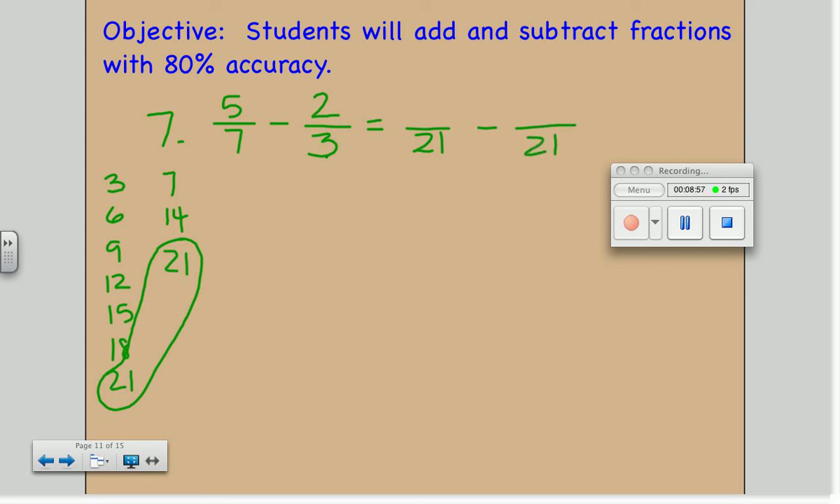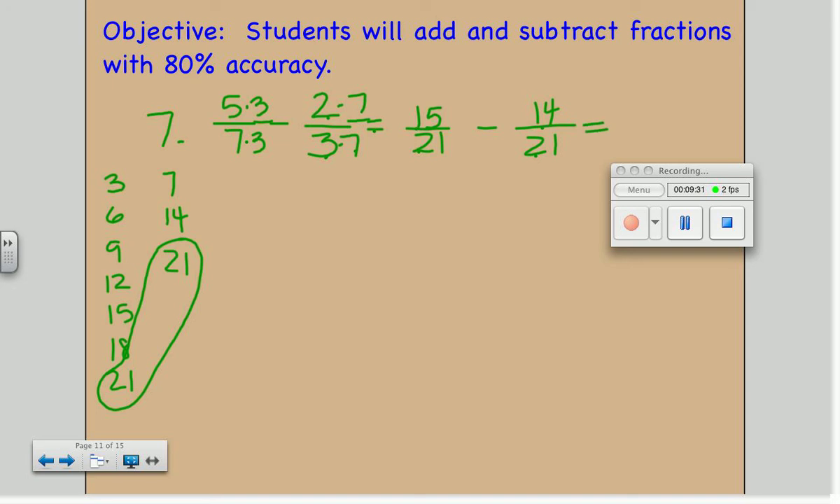What did I multiply by 7 to get 21? Then what do I have to multiply by 5? Same thing. 3 over 3 is equal to 1. So 5 times 3 is 15. So that means that 5 over 7 is equal to 15 over 21. Okay? What do I have to multiply by 3 to get 21? 7. 7 over 7 is equal to 1 whole. So 2 times 7 is 14. 3 times 7 is 21. That means 2 over 3 is the same as 14 over 21.